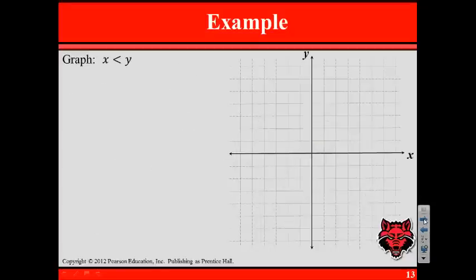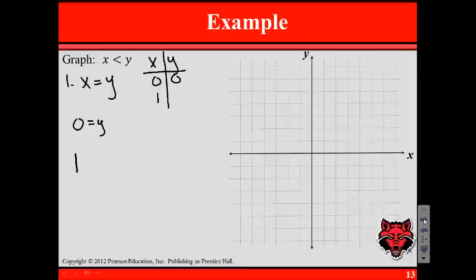Let's try one more example. Here we have x is less than y. Again, the process never changes, even if the inequality does look different. So first we change the inequality to an equation. I like to use an xy table to find 2 points. I might try 0 and 1 for x coordinates. So first replacing x with 0 gives us 0 equals y. And right away we have the y value. Secondly, let's replace x with 1, and that gives us 1 equals y. And again, right away we have the y value.